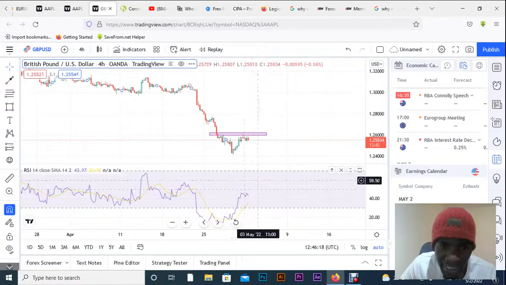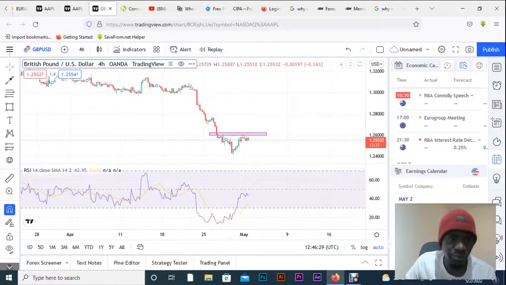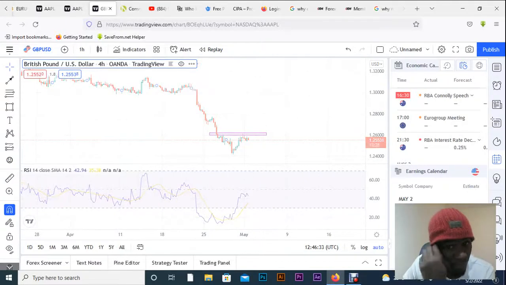When you look at our RSI, relative strength index, you can see that it has already pushed above the 30 level, and it's giving you something here. So let's look at the 1 hour.